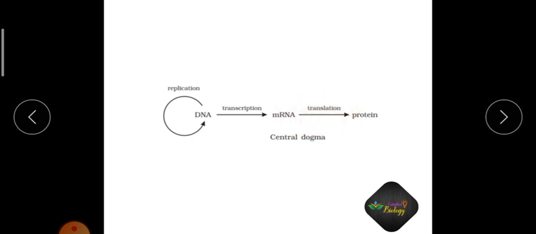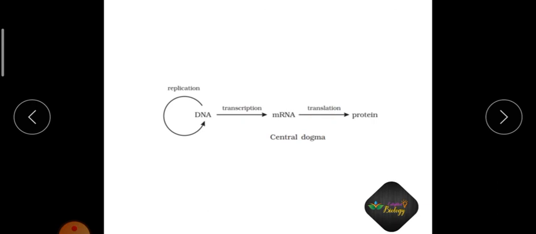So there are three major processes involved. DNA can copy itself, that is replication. The information in the DNA is transcribed into RNA. The information in the RNA is translated into protein. So the three processes are replication, transcription, and translation.